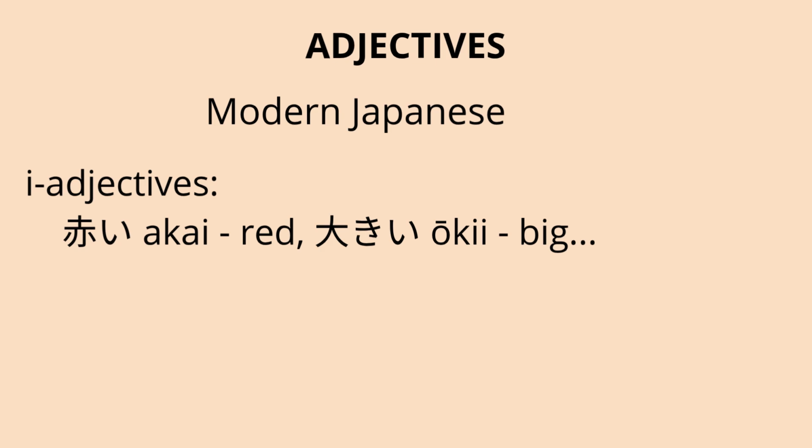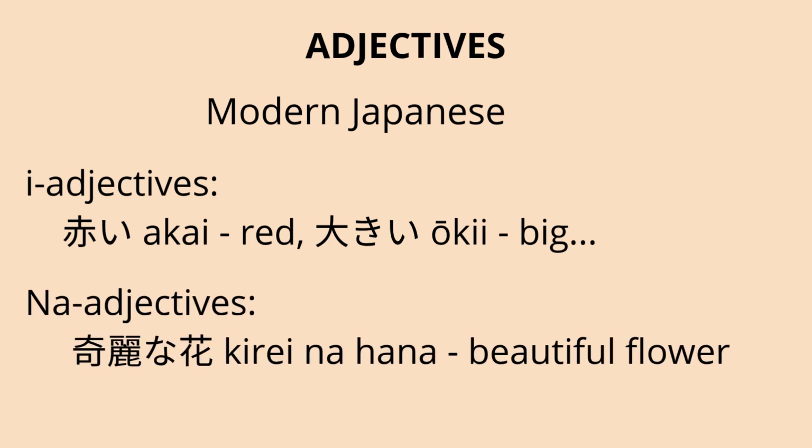red, okii, big, and na adjectives, or adjectival nouns. These are like nouns that can describe other nouns when the particle na, meaning to be, is added. For example, kirei na hana, beautiful flower. The main difference is that they don't inflect themselves. Instead, it's the copula after the adjective that inflects.